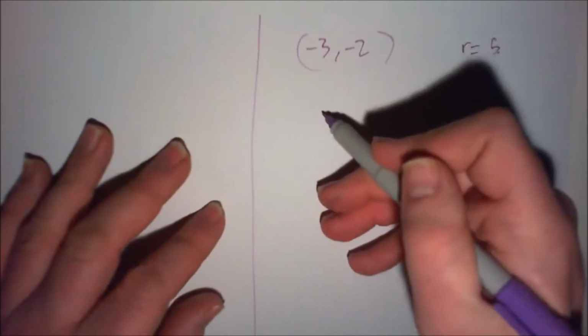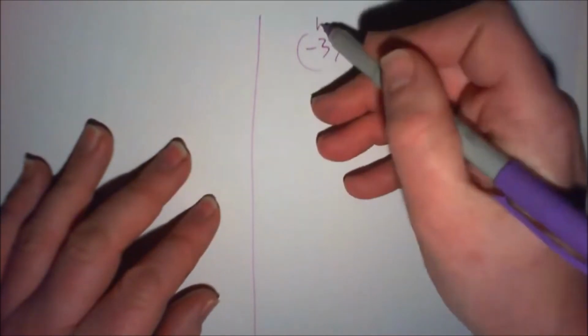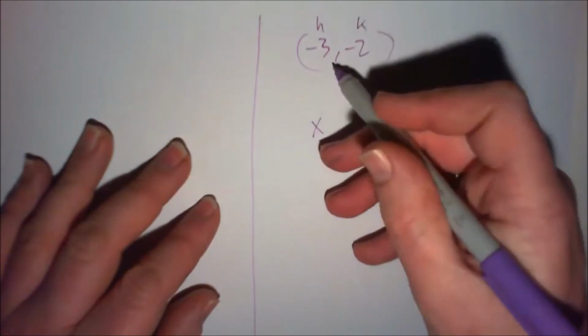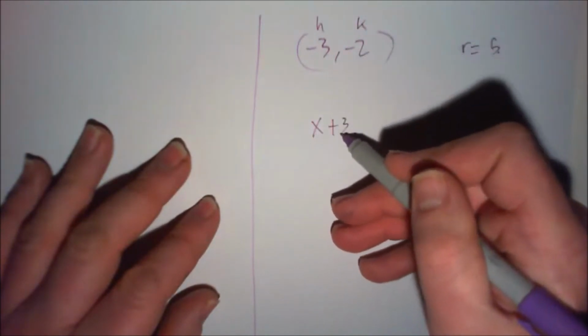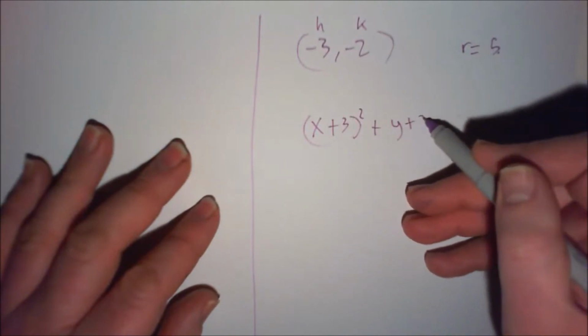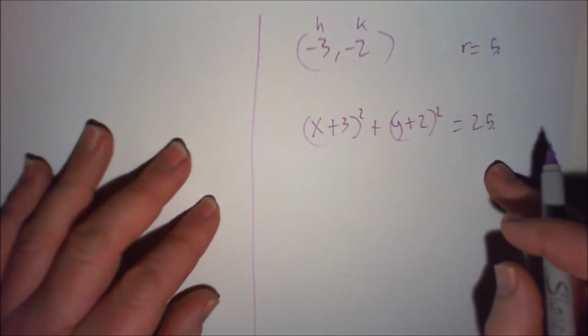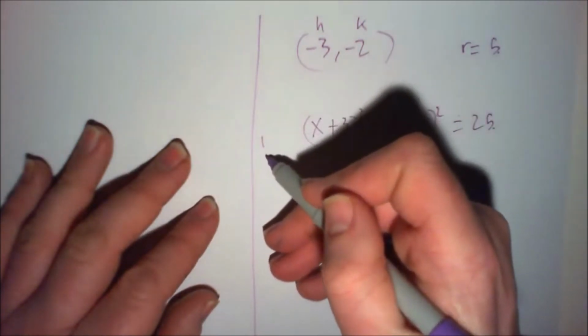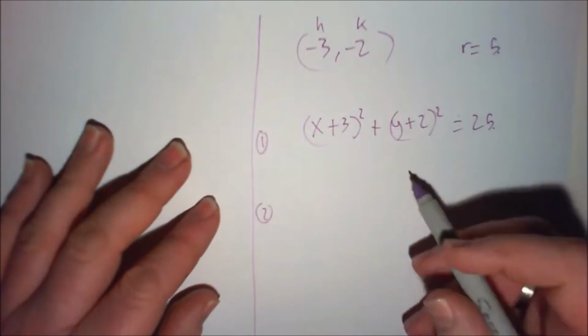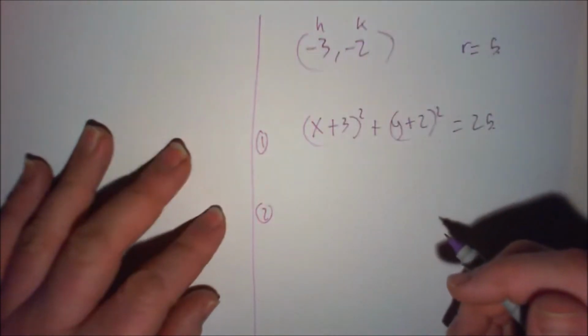Okay, so in the standard form, the shorthand form, h and k, (x minus h) squared, x minus -3, so (x plus 3) squared, plus (y plus 2) squared equals 25. So there's your shorthand form. Okay, that's type 1. Type 2, we can just expand this. Now you could work it from the formula, but it's just easier to expand it.